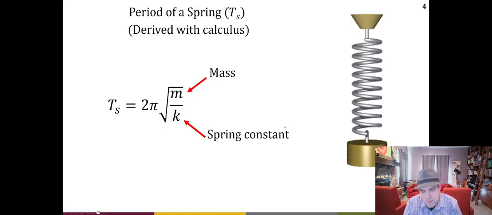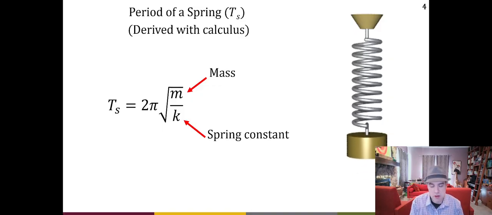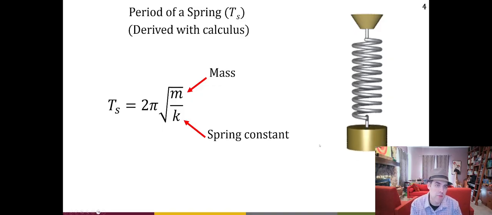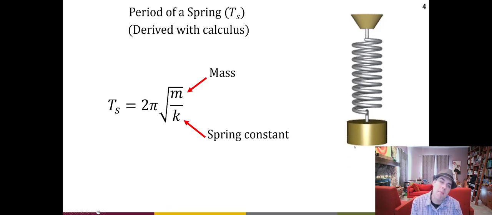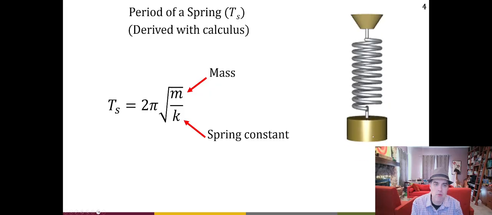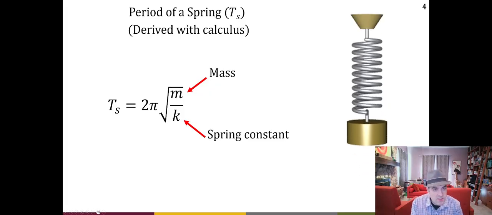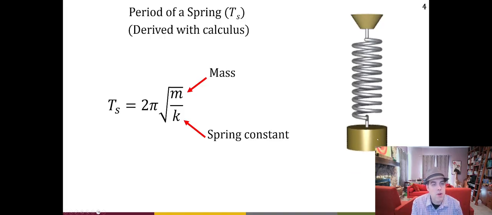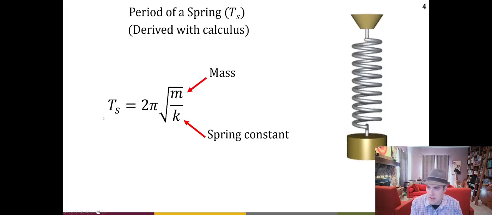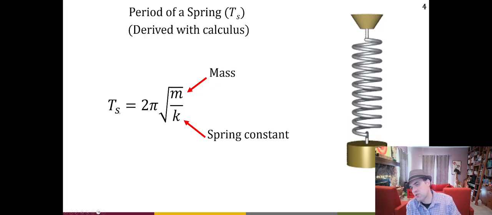Well, let's get some equations here to try to calculate what these periods are going to be. Let's start with the period of a spring. So you can imagine we put a mass on the end of a spring, we pull it down, and we release it. So you see this oscillation here. Well, there's a period, there's a time it takes for it to go all the way back up and all the way back down again. And that is, again, symbol T. We're going to use subscript s for spring.